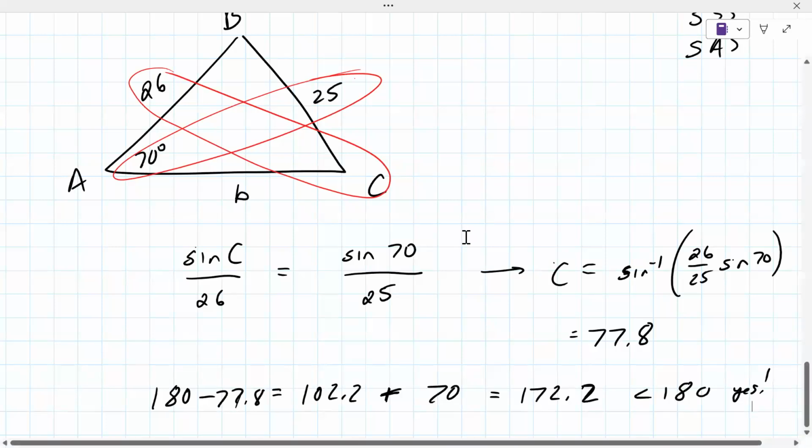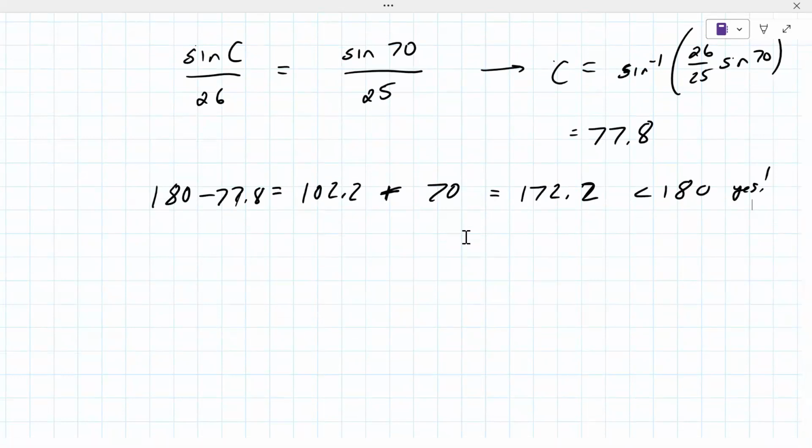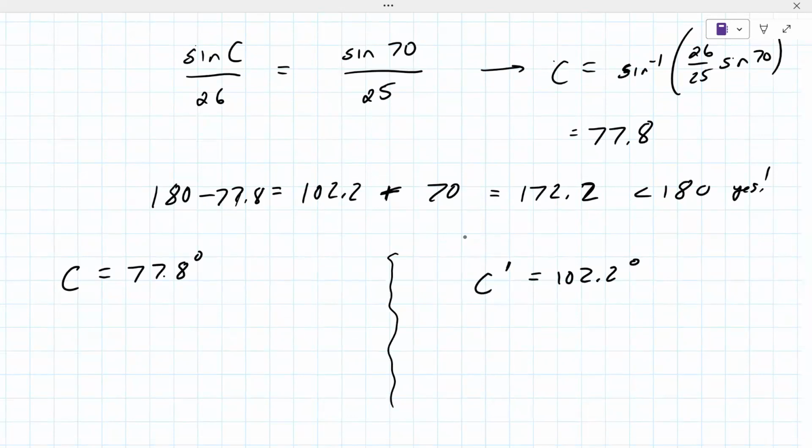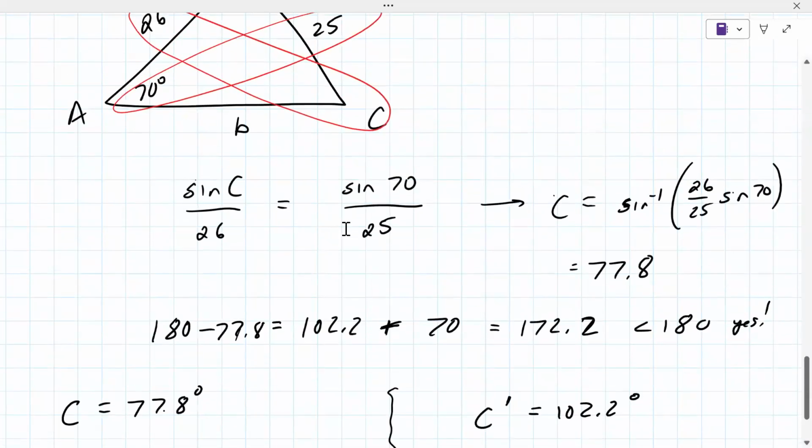Yes, and this is where it's kind of frustrating. You got basically two problems, which means you will get a triangle that has no solution, no triangle. But you've got to say, okay, I've got a C, which is 77.8, and then a C prime, which is 102.2. And so you have to then solve for the rest of the triangle under both of those conditions. So let me redraw it here.